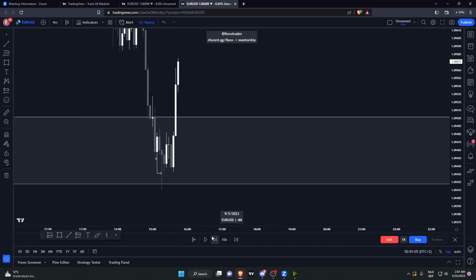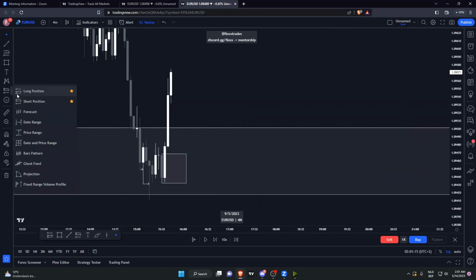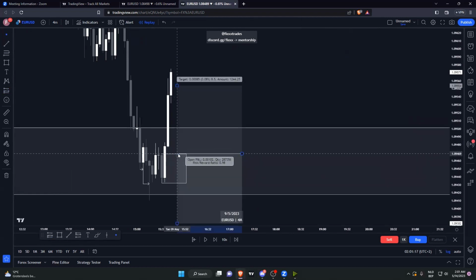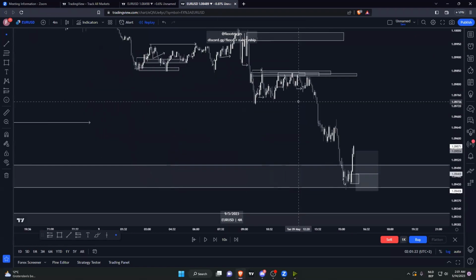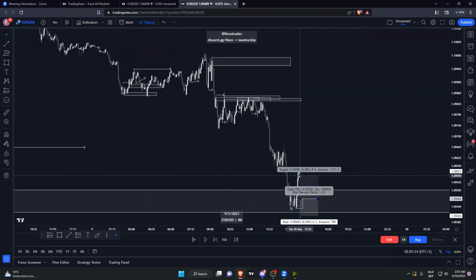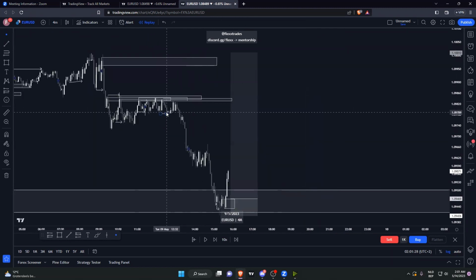Okay, so there is the move. So now we could buy from here. Stops to be like this, targeting the reversal high, simply the London high. We should have removed all of that.